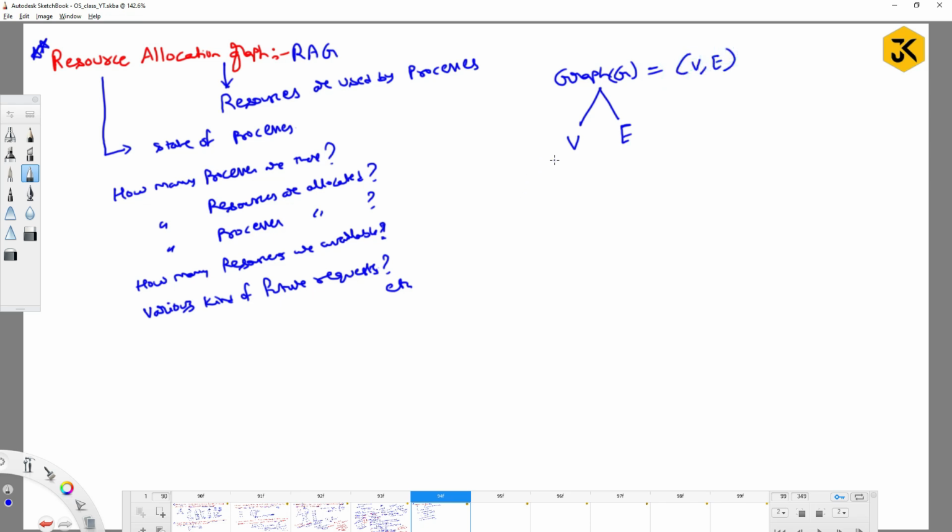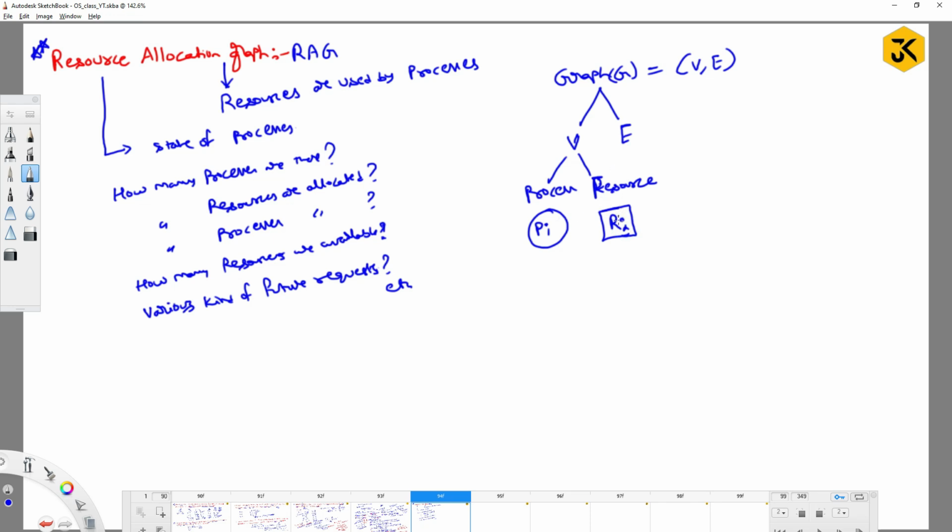Here in this resource allocation graph, vertices are of two types. One is a process, another is a resource. Generally, a process vertex I can represent in the form of a circle, and a resource vertex can be represented in the form of a square shape. These are things that we have seen earlier itself.